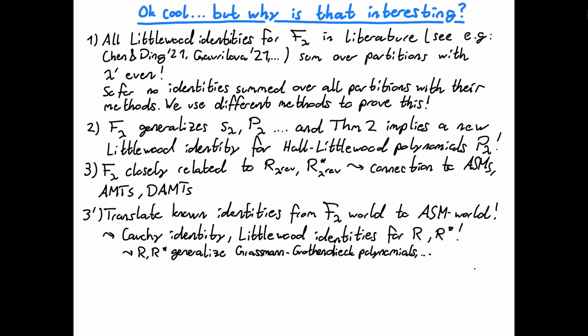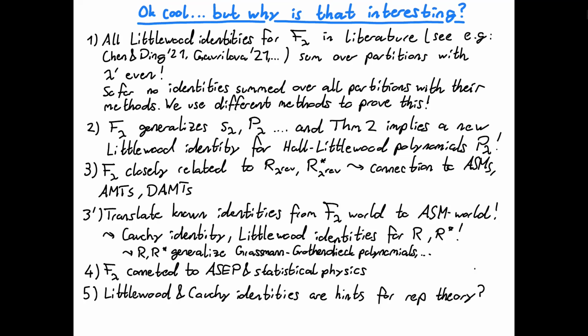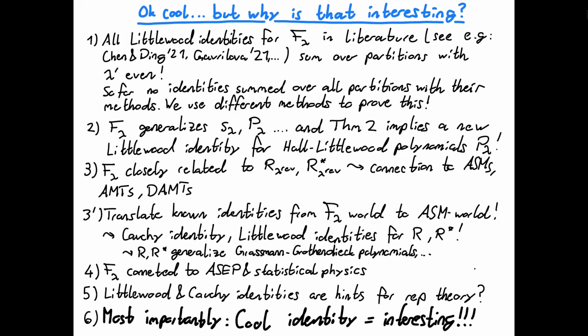And the nice thing about the R and the R star is that they generalize Grothendieck polynomials or symmetric Grothendieck polynomials. So you can also specialize all of these identities down to that level and get some new stuff over here. And for the people that know about this, F lambda is connected to ASEP and statistical physics. So you might also get some information for these from all these formulas. And Littlewood and Cauchy identities are some hints for representation theory. So for the people that are interested in this, that could be a nice point to work on. And for me, most importantly, cool identity equals interesting. I like long formulas, so that's something.